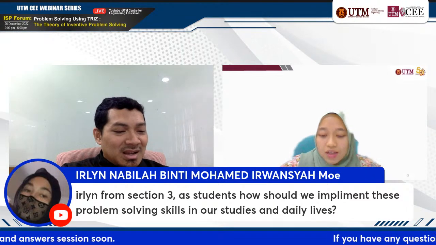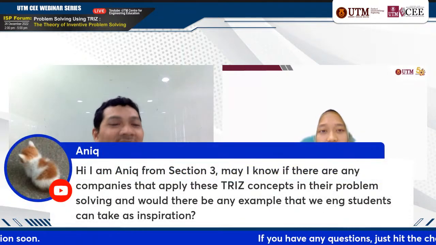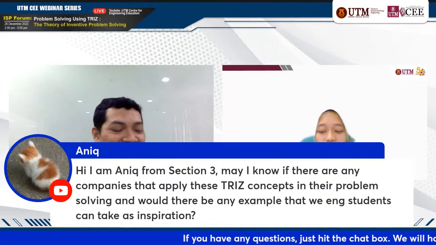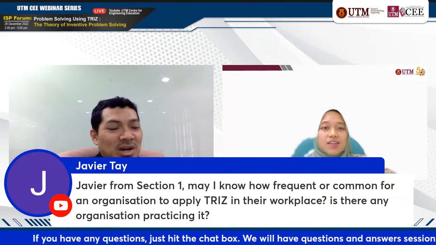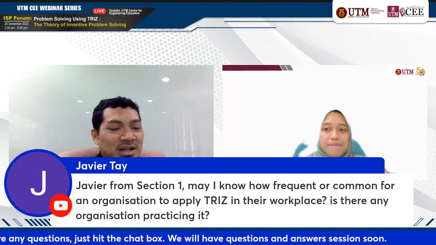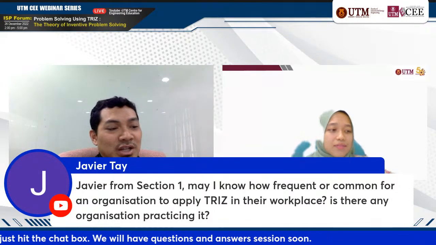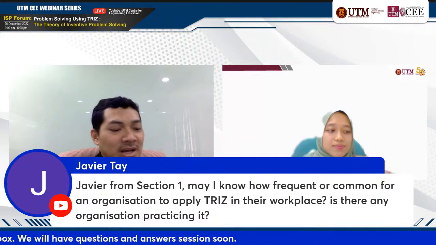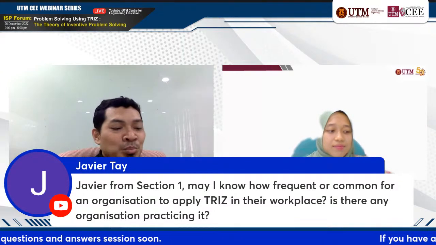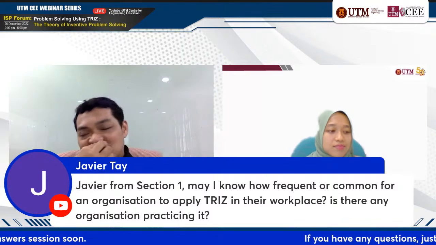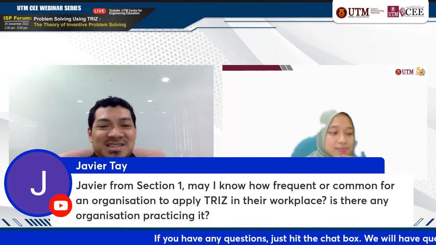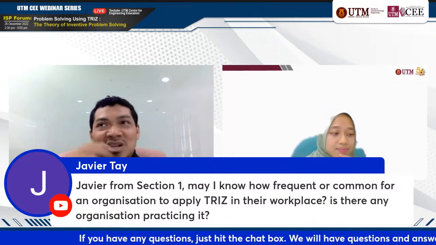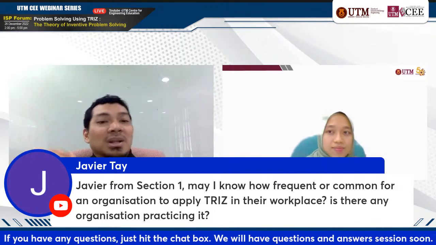Which organization is practicing this theory? And also, is it common to use this theory in their workplace? I think there are a lot of big companies that use this. One of the biggest is Samsung. You can try searching Samsung TRIZ. So how was Samsung able to overtake Apple?